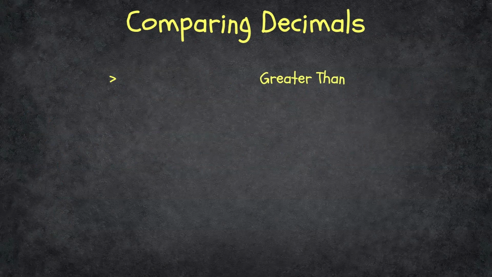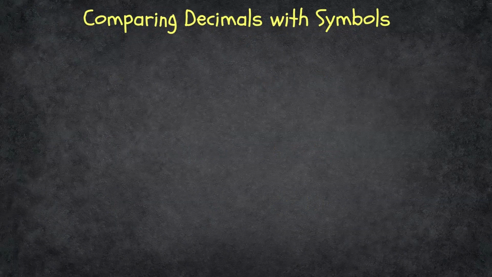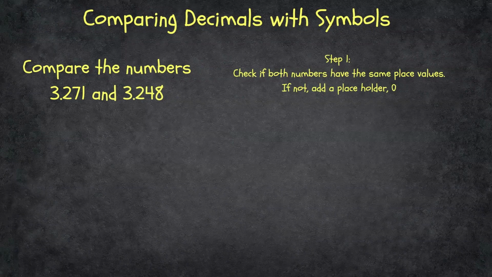All right, so in comparing decimals, we are going to be using symbols to write our comparison statements. This first symbol is going to be the greater than symbol. We've got the less than symbol, and our final symbol, this is going to be the equal to symbol when your numbers are exactly the same. Our first problem. Compare the numbers 3 and 271 thousandths and 3 and 248 thousandths.